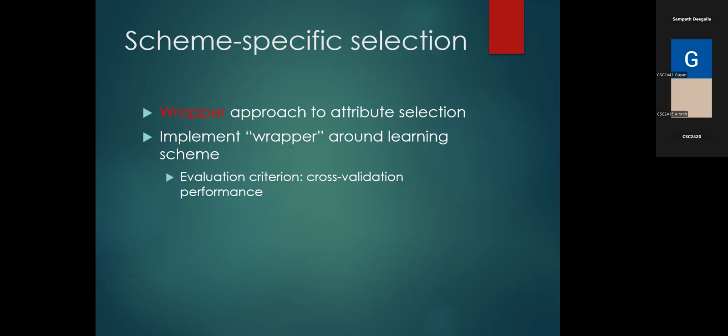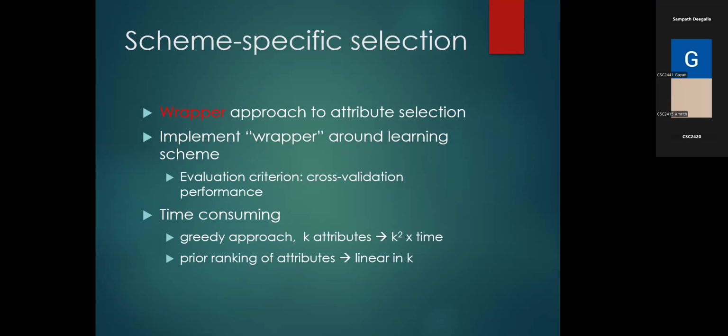Again, this is time consuming because it's a greedy approach, which means that you can evaluate all possible feature subsets. In our toy problem, we had 4 attributes, so 16 feature subsets. You have to evaluate all 16 in this fashion, and you select the best one. One addition you can do is maybe rank the attributes. If you have done this, then you can reduce the time consumption.